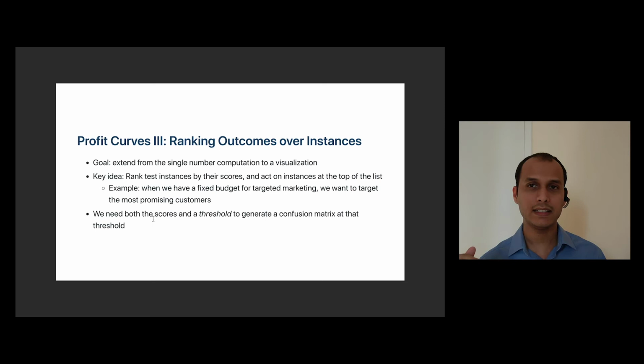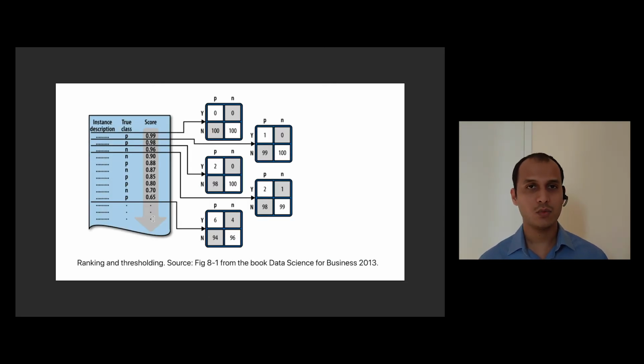A threshold is a number between 0 and 1. Using the scores and the threshold, we can create many confusion matrices. Here is an illustration of what I mean. So these are my test instances. Okay, true classes, we will have this information, but here is the most important column, which is the scores.